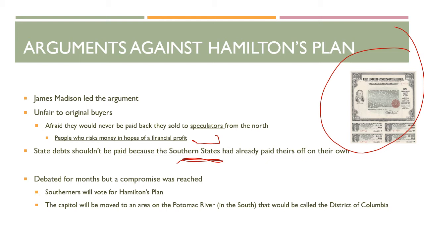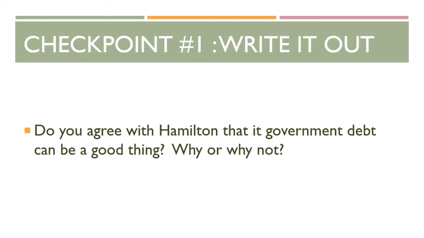The Southerners said, we will vote for Hamilton's plan, but to make sure that you guys are going to respect what's happening in the South, we want the capital of the United States to be moved into the South, into an area on the Potomac River that we would call the District of Columbia. So that's Washington, D.C., the capital that we have today. It didn't move at this time, but it was an agreement that it would be moved there soon.